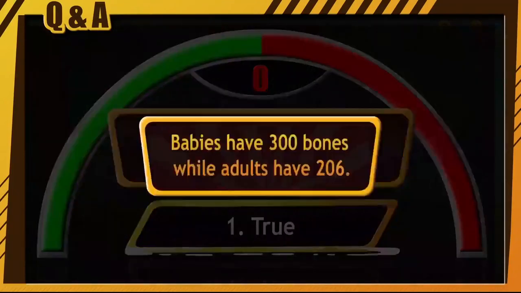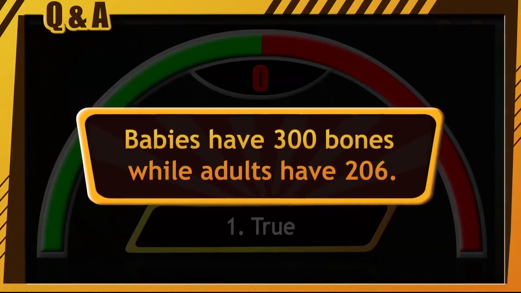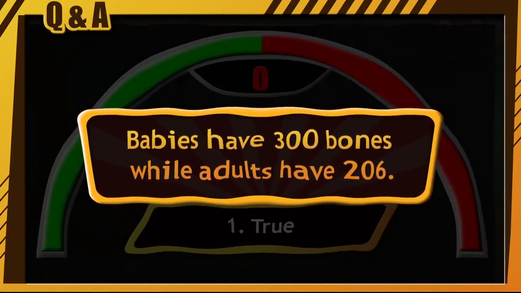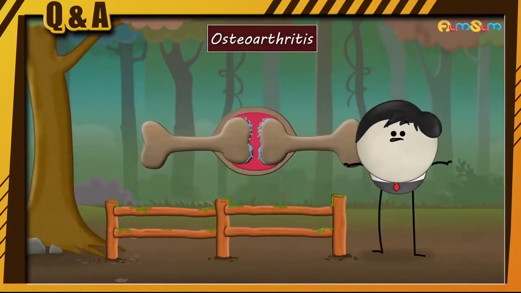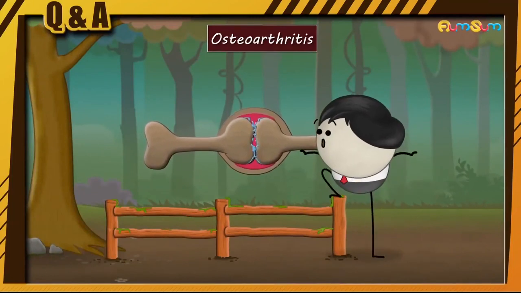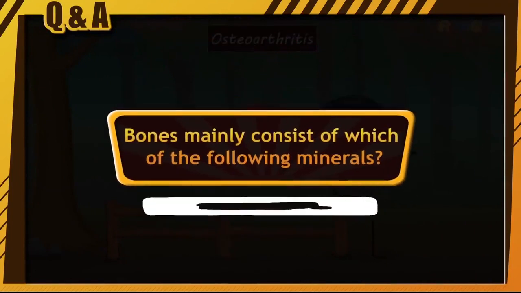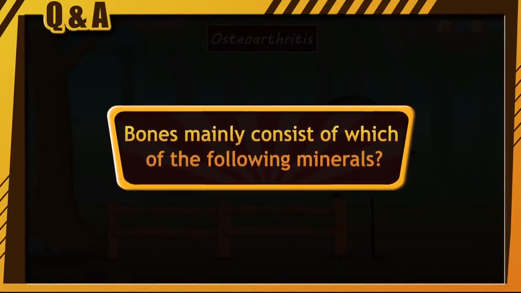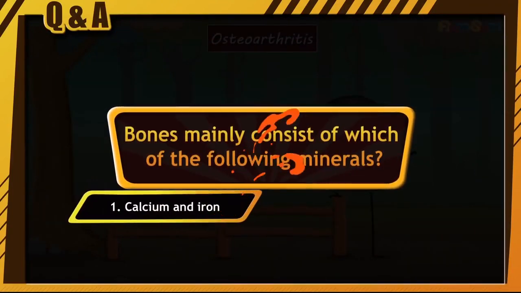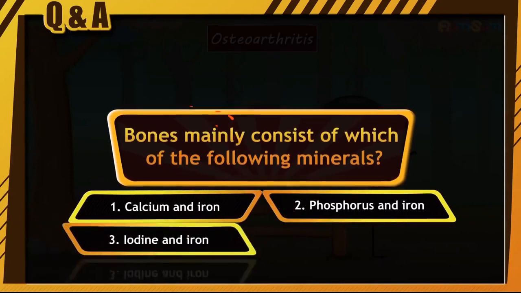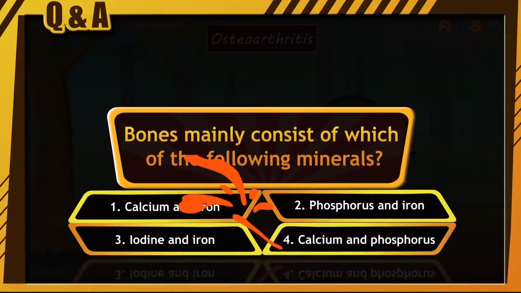It is true. Babies have 300 bones while adults have 206. As a result, the bones begin to rub against each other, causing swelling and pain in that joint. Bones mainly consist of which of the following minerals? Calcium and iron, phosphorus and iron, iodine and iron, calcium and phosphorus.